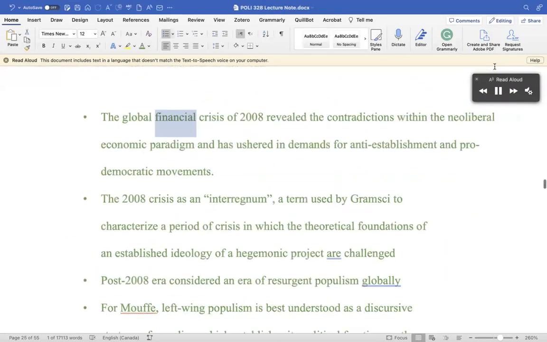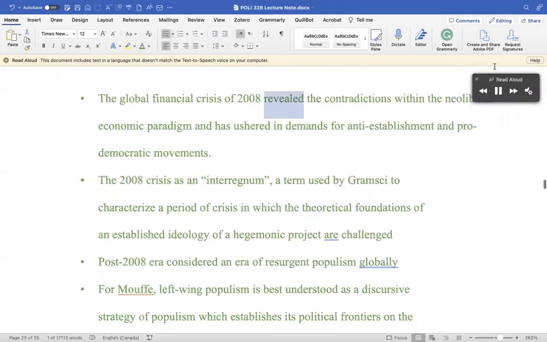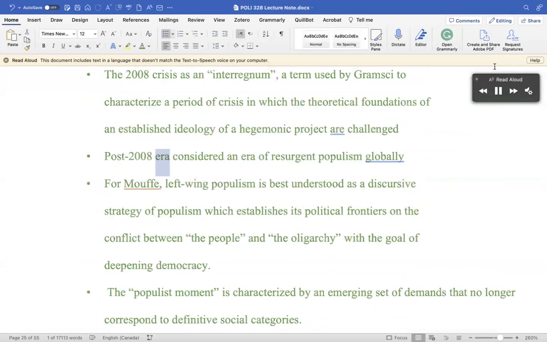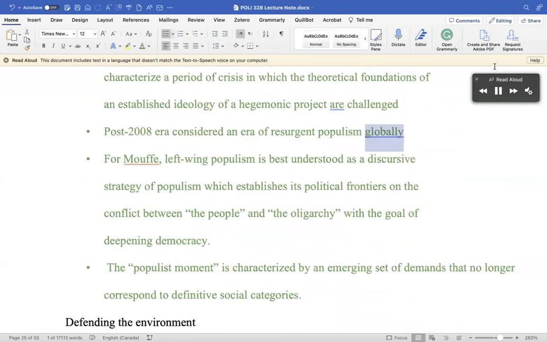Mouffe on left-wing populism. The global financial crisis of 2008 revealed the contradictions within the neoliberal economic paradigm and has ushered in demands for anti-establishment and pro-democratic movements. The 2008 crisis was an interregnum, a term used by Gramsci to characterize a period of crisis in which the theoretical foundations of an established ideology or hegemonic project are challenged. The post-2008 era is considered an era of resurgent populism globally.